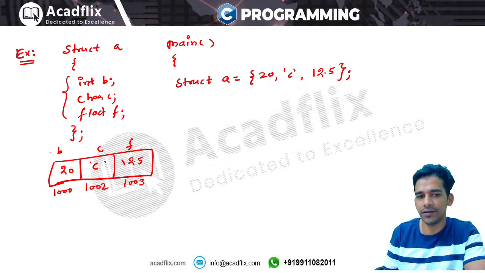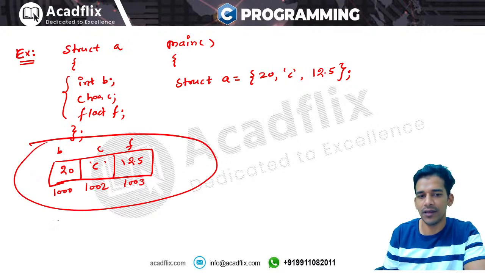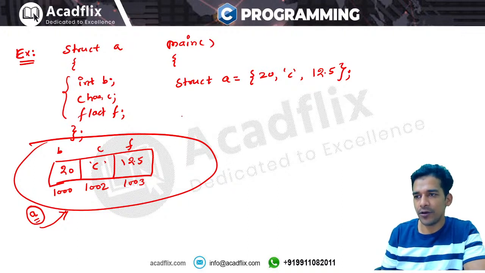This is your structure A. Okay, this is your structure A. So this means that you have a data type A. आपने एक नया डेटा टाइप बनाया है A और उसके 3 मेंबर्स है. You have member 20, C and 12.5. You can access the members of a structure using the dot operator. How you can access the member?